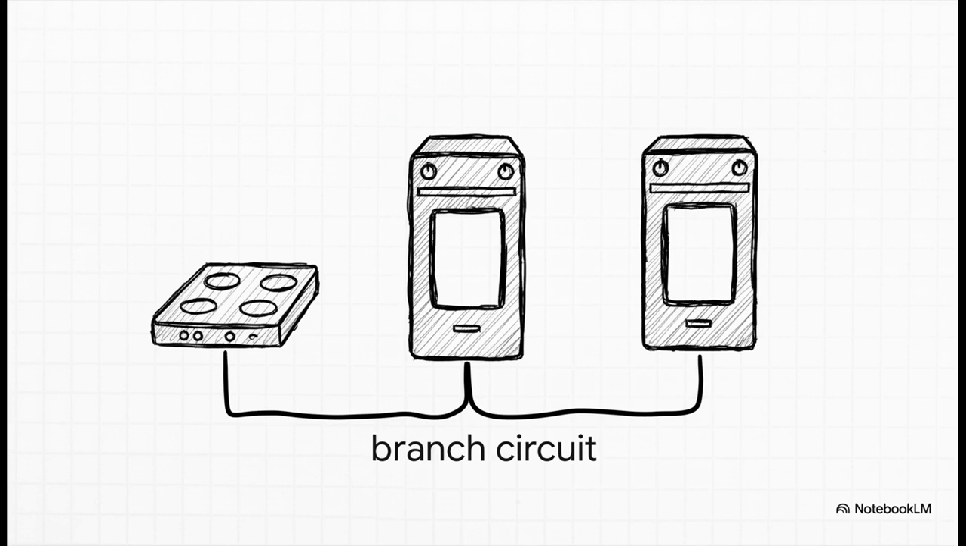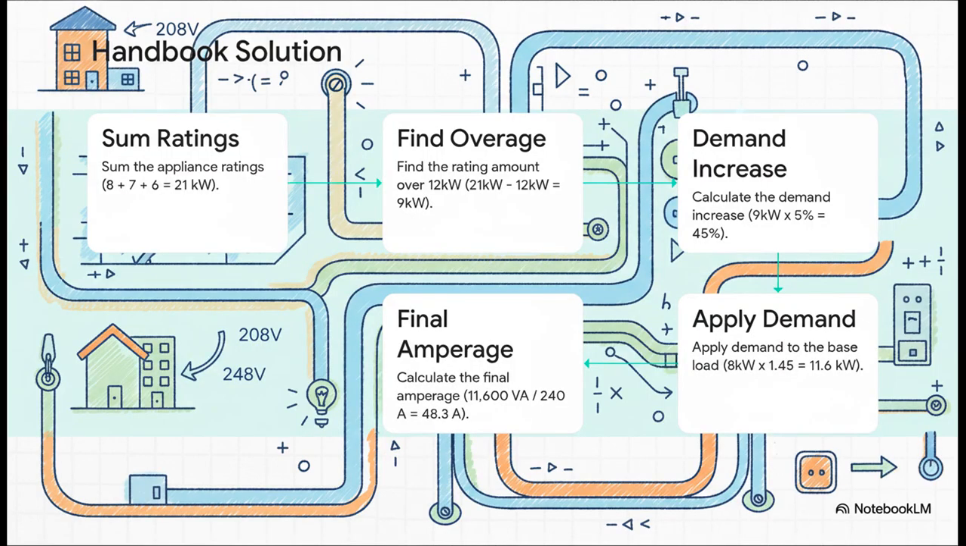We just need to calculate the total load. Again, on the surface, it seems pretty straightforward. So we follow the notes in Table 220.55. We add up the ratings, get 21 kilowatts. Then there's a rule that says we increase a base load by 5% for every kilowatt over 12. Okay, that gives us a total calculated load of 11.6 kilowatts.